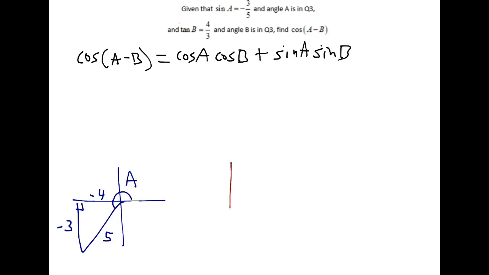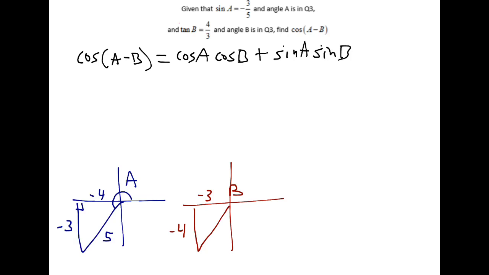What about angle B? Angle B is also in quadrant 3. But what does it say? It says that tangent of B is positive 4/3. Well, tangent is opposite over adjacent, or y over x, which means that this should be 4 and this should be 3. But wait a minute. Remember, this is quadrant 3, so both of these signs actually have to be negative, which is okay, because tangent of B is going to be opposite over adjacent, so the -4 divided by -3 does become a positive.